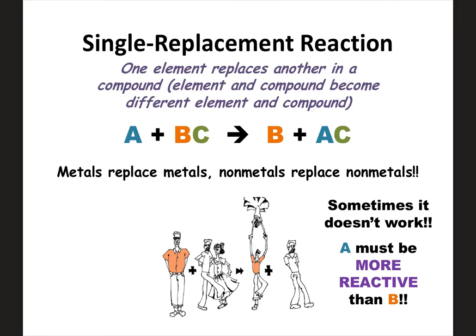So the next type of reaction we're going to look at is a single replacement reaction. It's just like it sounds. One thing is going to replace another. So an element is going to replace another element in a compound here. All right. So in a single replacement reaction, here's the general form of it.